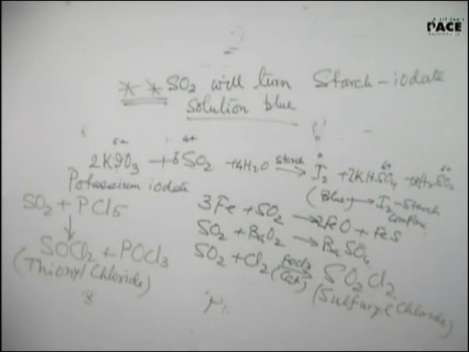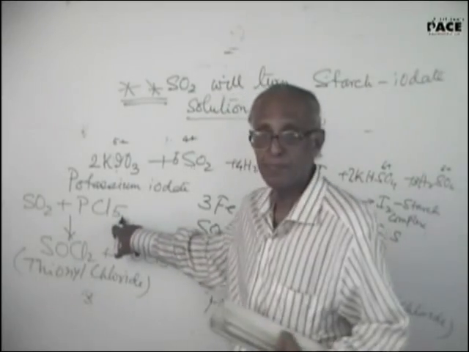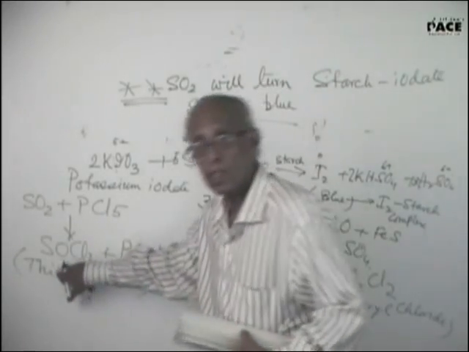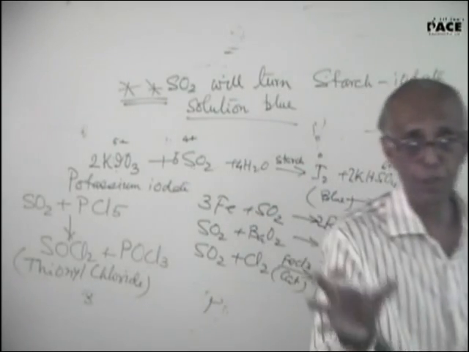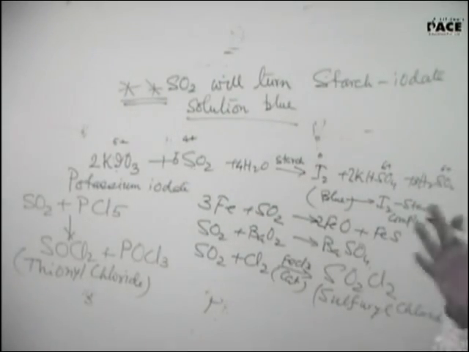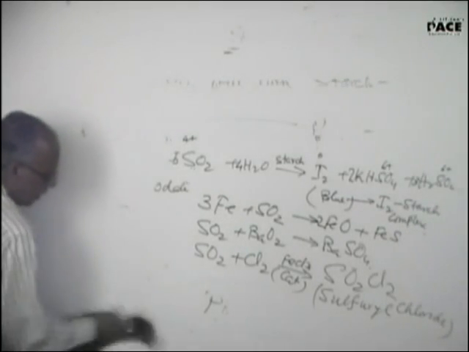So when you pass chlorine over sulfur dioxide, in presence of ferric chloride as a catalyst, you get SO2Cl2, which is called sulfuryl chloride. And when you react sulfur dioxide with PCl5, you get thionyl chloride, just like phosgene. COCl2 is called phosgene, SOCl2 is called thionyl chloride. So that's all about sulfur dioxide.